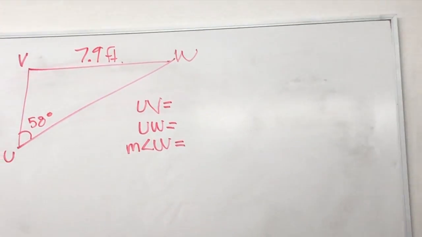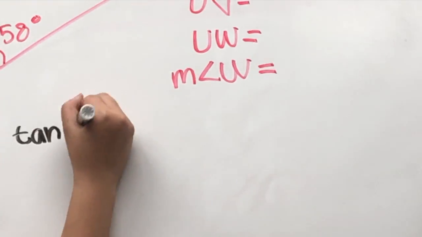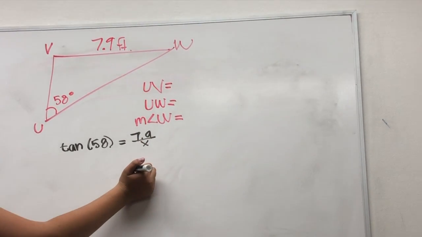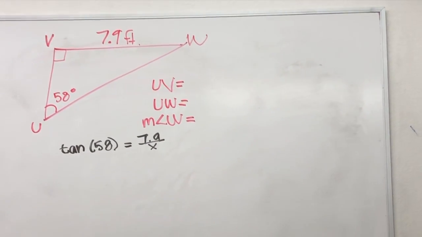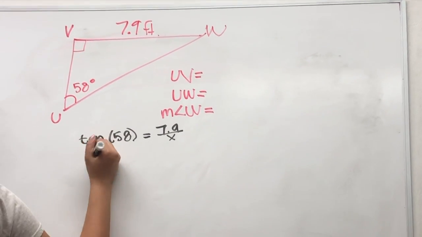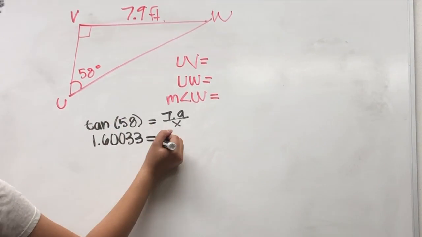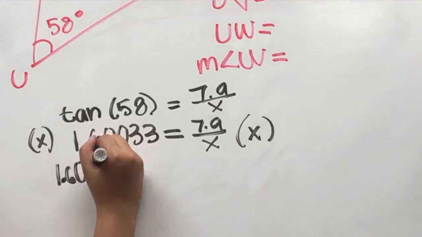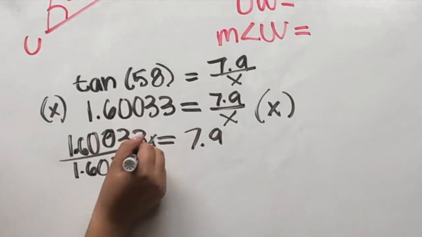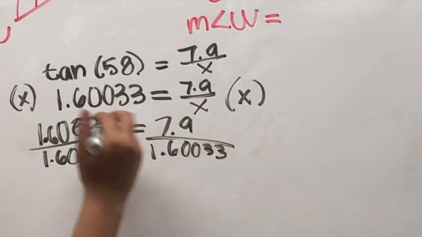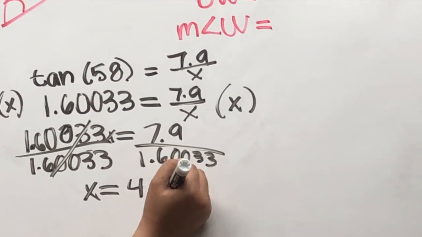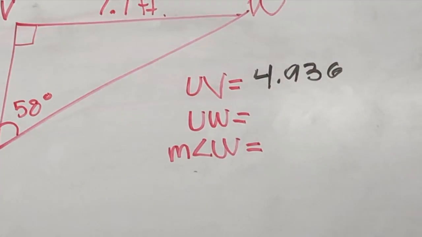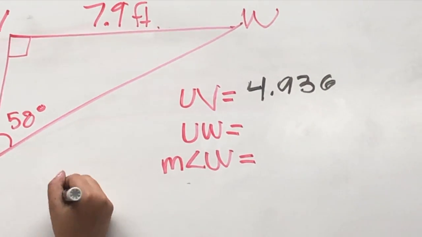So let's start with the side UV. The side UV is adjacent to the angle of 58 degrees, so we're going to use tangent. Tangent of 58 equals 7.9, the opposite side, over the adjacent side, which we don't know, so we put x. So we simplified to find the tangent of 58, and this time we're trying to isolate x, so we multiply each side by x, and then we have to divide 7.9 by 1.60033 to get our final answer of 4.936.